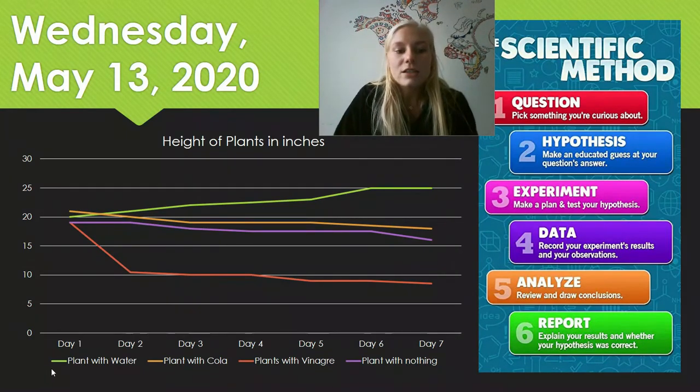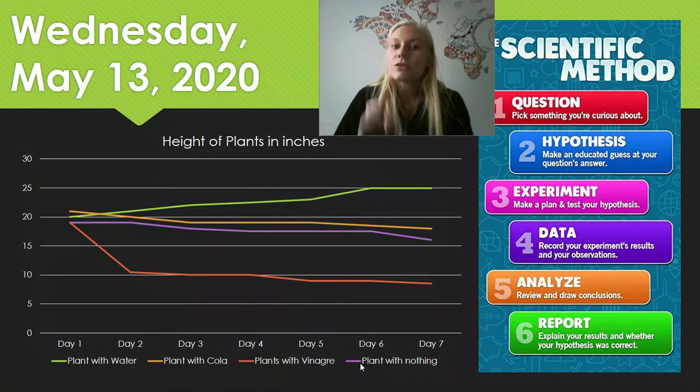So, each line is a different color. You see that? And down here it tells you what the colors mean. So, the plant with water is this green color. The plant with cola is the orange. Vinegar is kind of an orangey red. And then nothing is purple. Okay? So you look at the lines to see what happened over time.